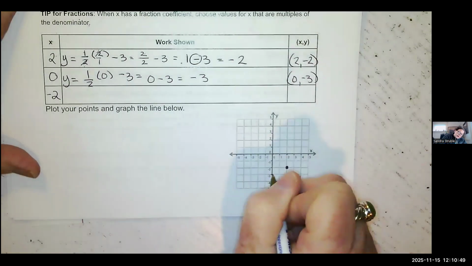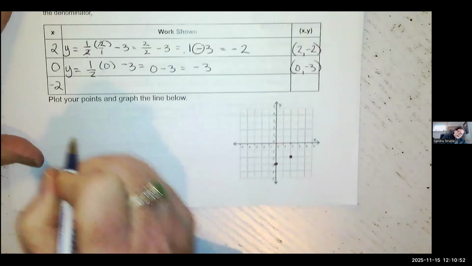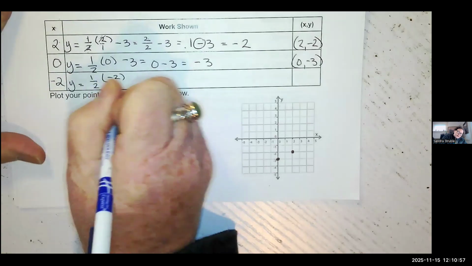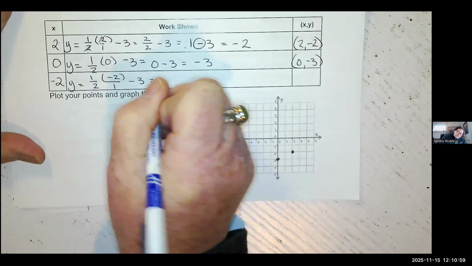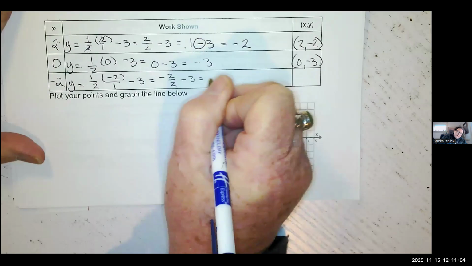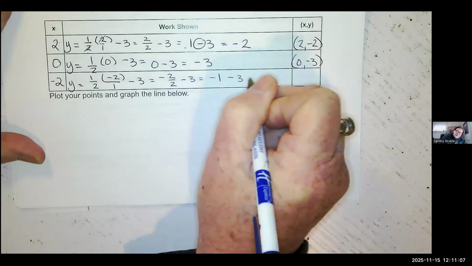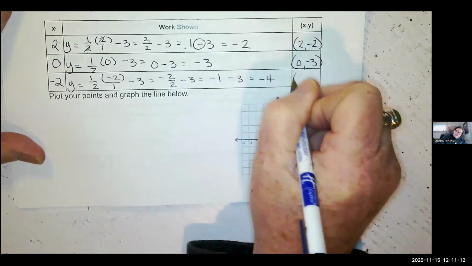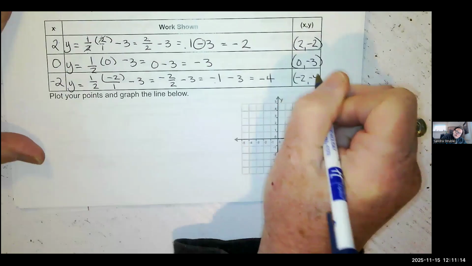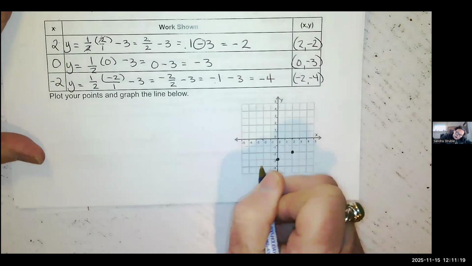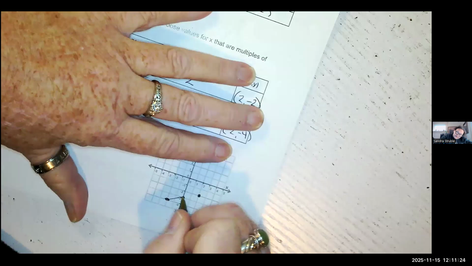The last one is y equals 1/2 times -2. Again, put that over 1 if it makes it easier for you to see it. This becomes -2 over 2, which is -1 minus 3. A negative and a negative, you add them and keep the sign. So my ordered pair is (-2, -4). From the origin, go left 2, down 4, place your point. Draw the line, connect the dots, and then continue the line with arrows.